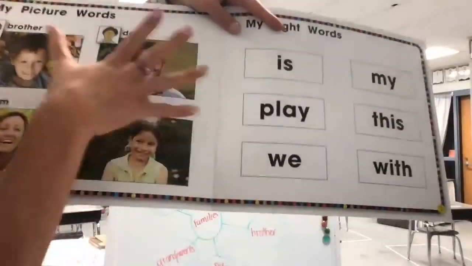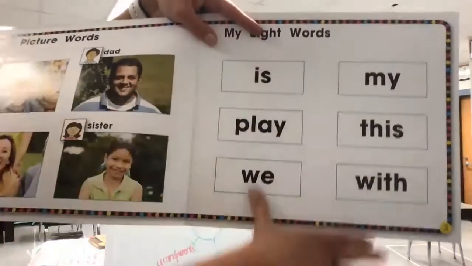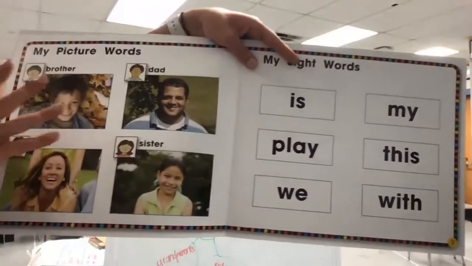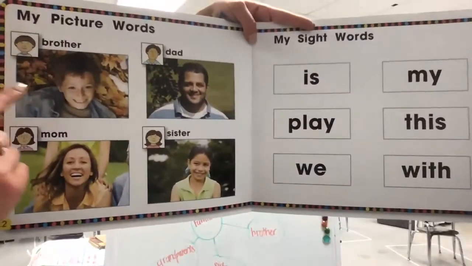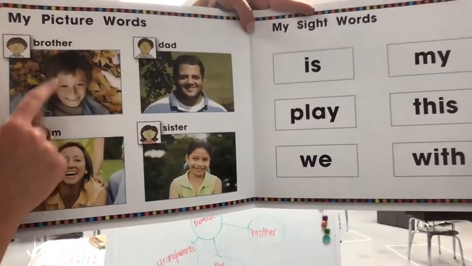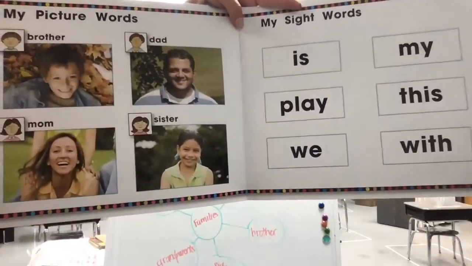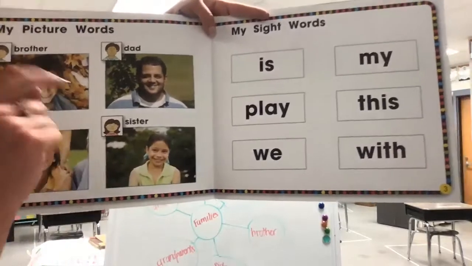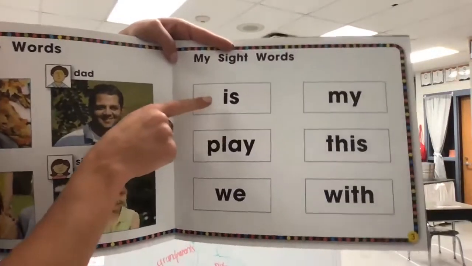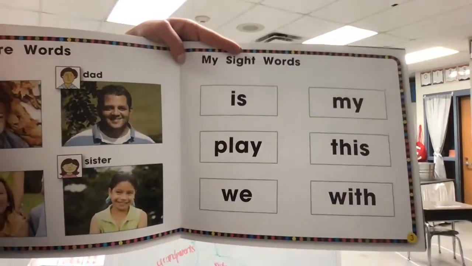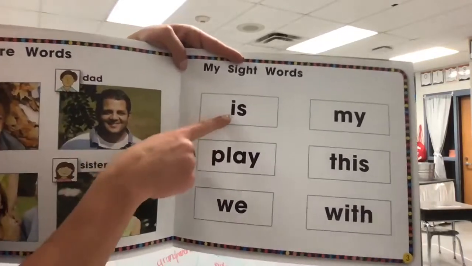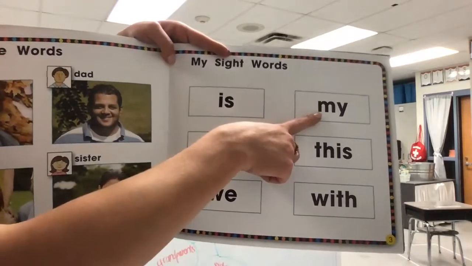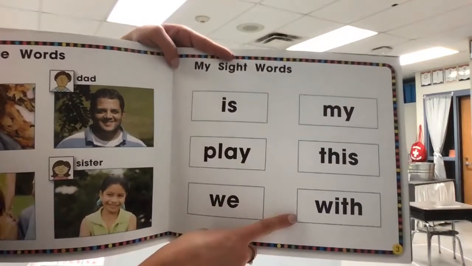So here are our vocabulary words that we'll see, and here are our sight words, or those popcorn words that we should know as fast as popcorn pops. Let's go over our vocabulary words first, our picture words. So this is brother. Can you read that with me? Brother, dad, mom, and sister. We're going to see these words throughout the book. Then our popcorn words, our sight words, are the words that we'll have to know as soon as we read them, and we'll get better at them. So this is, play, we, my, this, with.